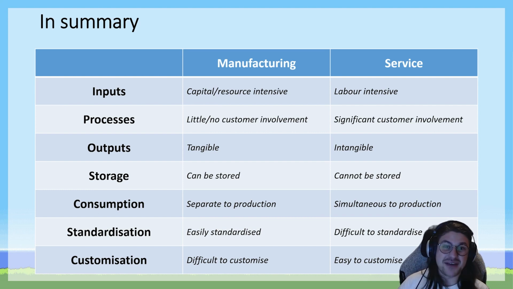The similarities of manufacturing and service-based businesses is they all have the same three key elements of their operation systems. They have inputs, they will have resources that they need, they have processes, they do convert those inputs into outputs, and they do have outputs. They do have something that they can sell to a customer.